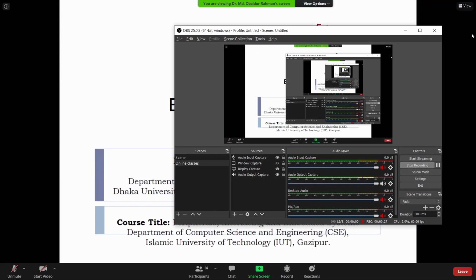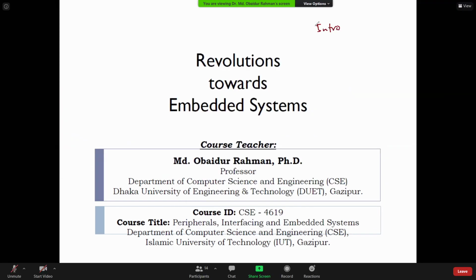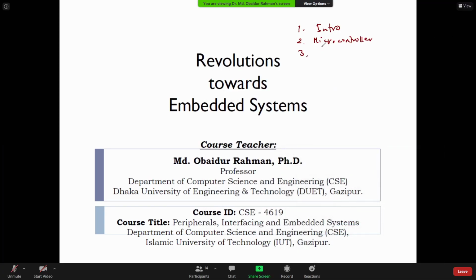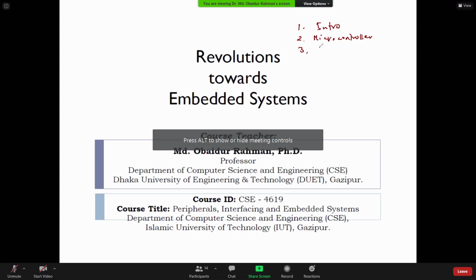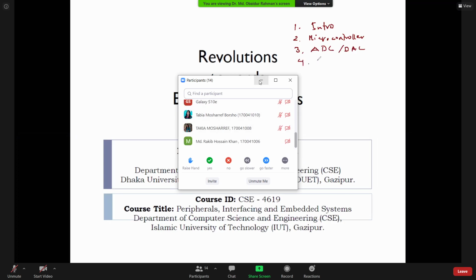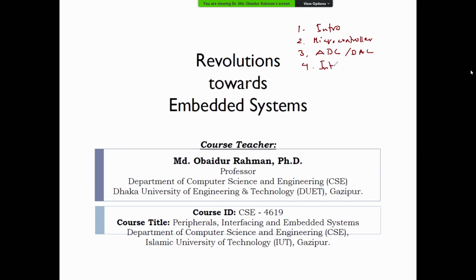We have talked about some introduction in lecture 1. In lecture 2, we have covered microcontroller. In lecture 3, we have covered ADC and DAC, and basics of interfacing. And in lecture 5, we have talked about programmable peripheral interface.